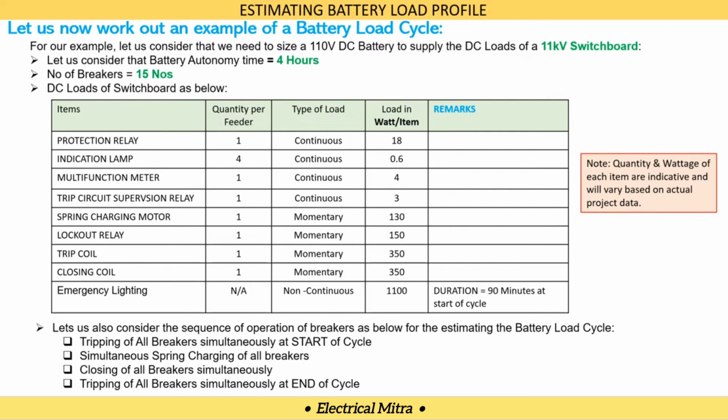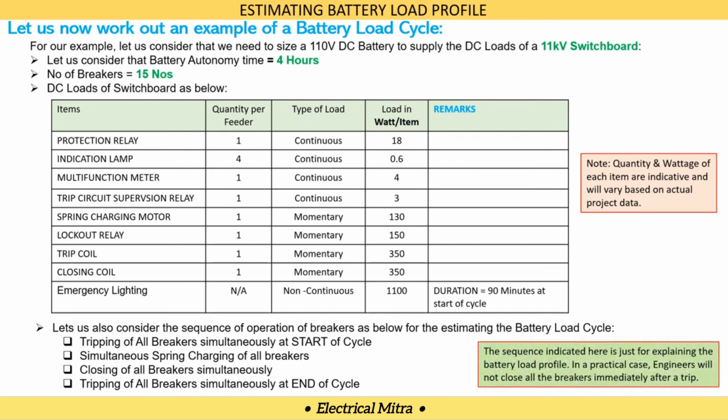We will consider tripping of all breakers simultaneously at the start of the cycle. Thereafter, simultaneous spring charging of all the breakers, followed by closing of all breakers simultaneously, and then tripping of all breakers simultaneously at the end of the cycle. Please note that the sequence indicated here is just for explaining the battery load profile. In a practical case, engineers will not close all the breakers immediately after a trip without identifying the cause of all breakers to trip simultaneously.